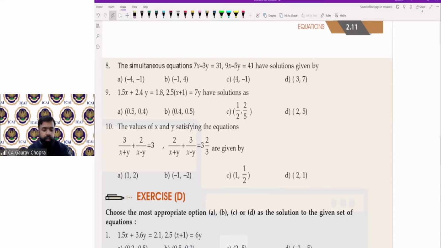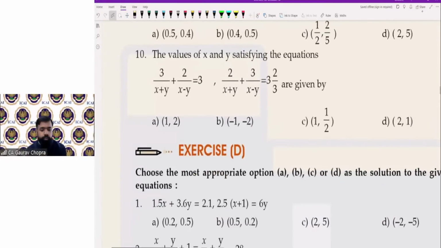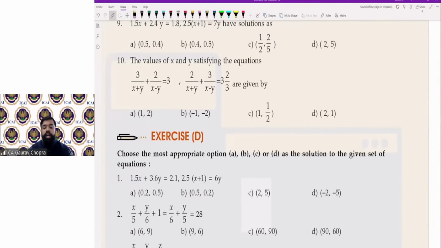Now let's try which one? The last one, the 10th. Let's try the 10th one. The values of x and y satisfying the equations. So let's put option number A first or D. See, you have to judge which option you have to put first so that you can get your answer in a fast manner. So see here x minus y is written. So if you do 1 minus 2, it will become negative. And if you do 2 minus 1, it will be positive. So let's try option number D first.